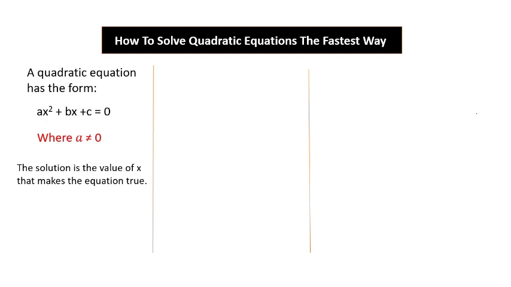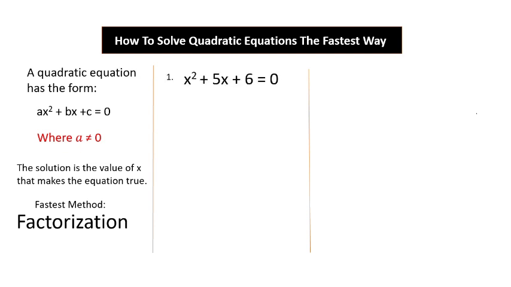And then there are different methods that can be used to solve quadratic equations. One of them is the factorization method. We have another one called the quadratic formula, and we have a third method called completing the square. But we are going to use the fastest method in this particular video, and that is factorization. Factorization is almost the fastest method that you can use to solve a quadratic equation. So let's proceed to solve one or two examples.